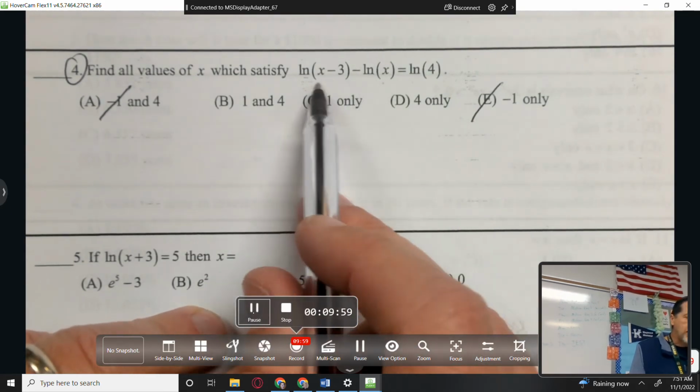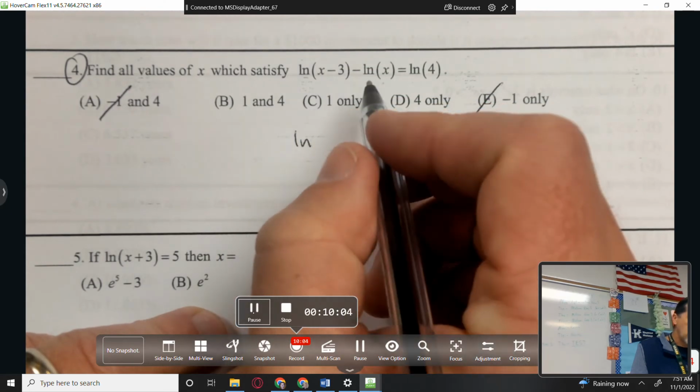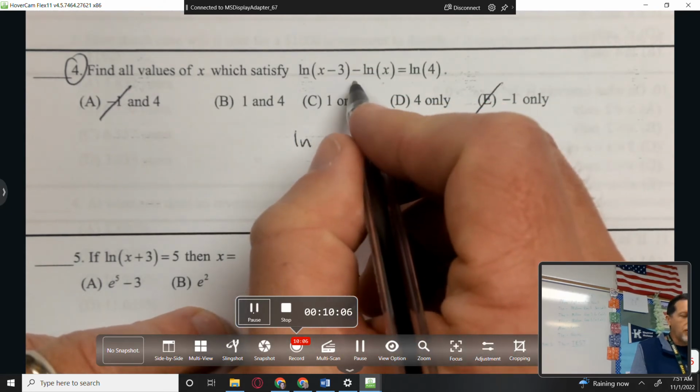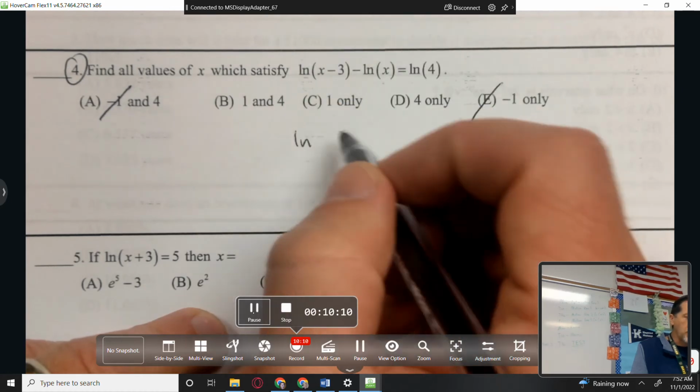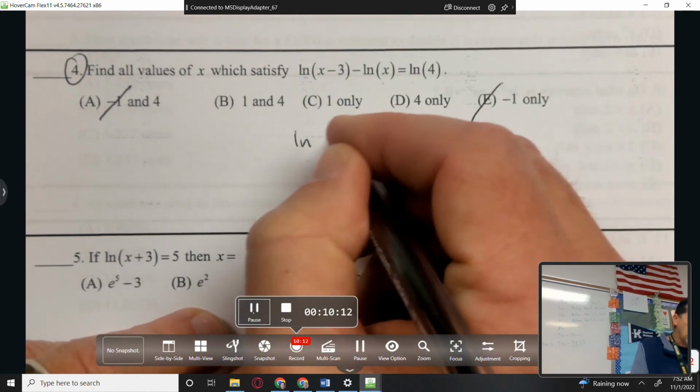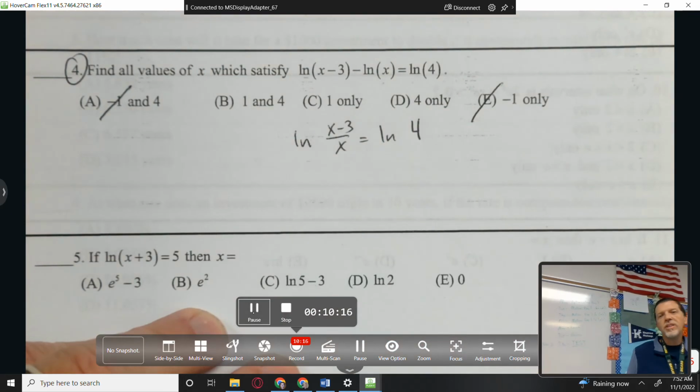How can I condense the left-hand side? What would I do? Divide them. On number 4, I would divide them. Oh, sorry. It's okay. If you're looking at number 3, you would multiply them. But on number 4, we'll divide them. Oh, and this is good news. What do we do next?